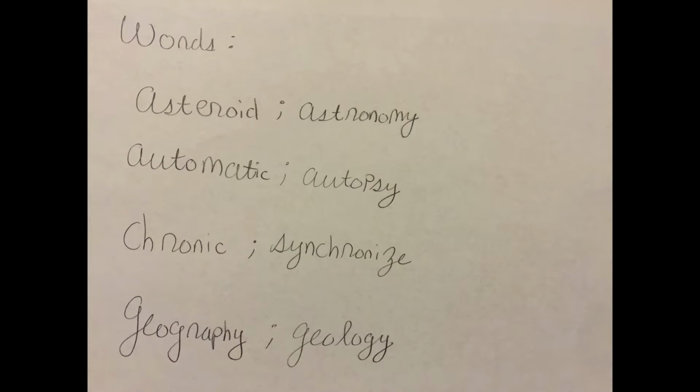Okay, you guys, now time for the test. It's your turn again. Apply what you've learned and try to figure out these root meanings. Your words are asteroid and astronomy, automatic and autopsy, chronic and synchronize, geography and geology. You have 2 words for each root and each meaning. Take your time and answer them one at a time, identifying the root for the 2 words and what you think the meaning is of that root.